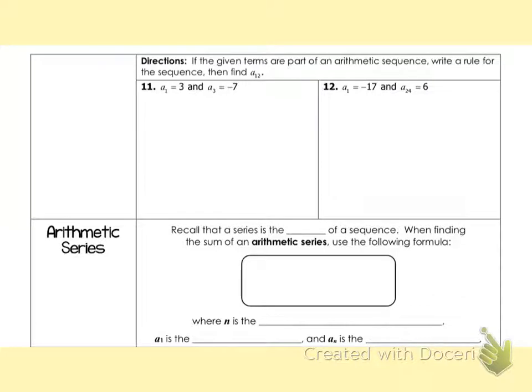So our next learning goal is to see if we can find an arithmetic rule, an explicit rule, if we know terms that are maybe not sequential. So the directions say if the given terms are part of an arithmetic sequence, write a rule for the sequence and then find a sub 12.